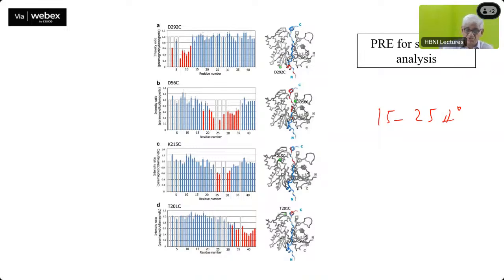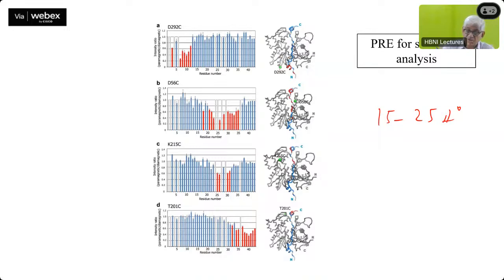So here are 4 different situations. In a particular protein, you consider a D292C mutation. You introduce a cysteine at the particular residue, and at that point you attach a spin label, and that is here. This is the N terminal, C terminal, and this is a much larger protein. You can see here 292 residues. Normally in the NOE spectra alone, it is very difficult to obtain complete structural analysis.